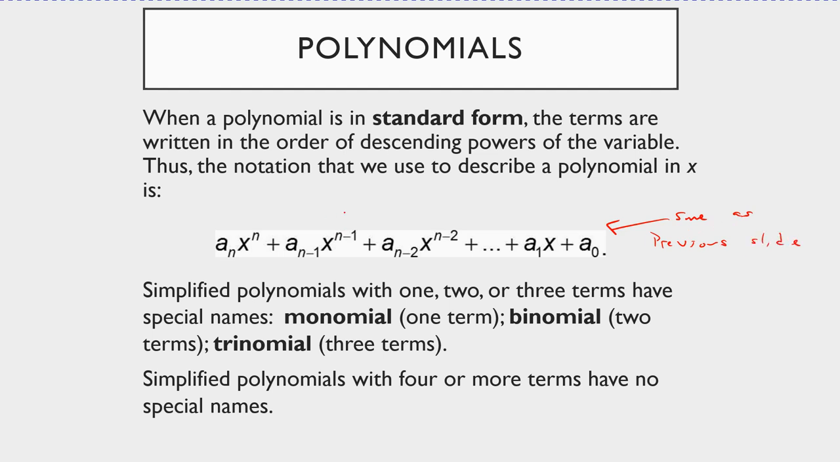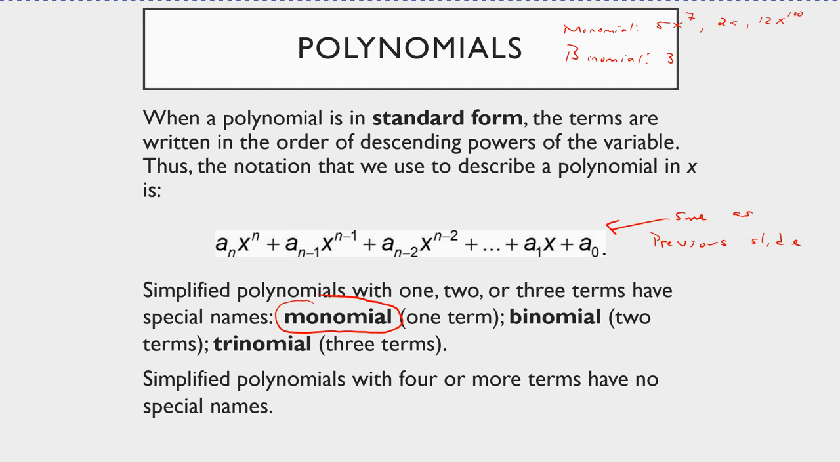All right, and simplified polynomials with 1, 2, or 3 terms have special names. So a monomial just has one term. So I'll write an example up here. A monomial would be something like 5x to the 7th power, or 2x, or 12x to the 100 power. This would be an example of a monomial. A binomial has 2 terms.